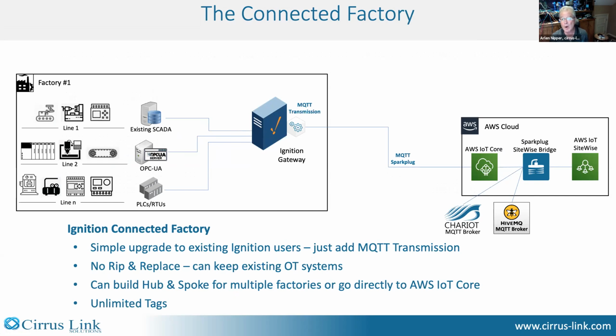Well, now just think about if we could connect into the MQTT broker that's native on AWS called AWS IoT Core, or to HiveMQ broker, or to a Cirrus Link Chariot broker, using a SiteWise bridge service that would let us feed information directly and build models in AWS SiteWise.